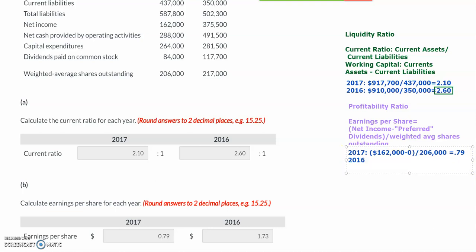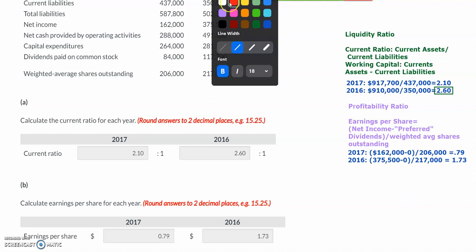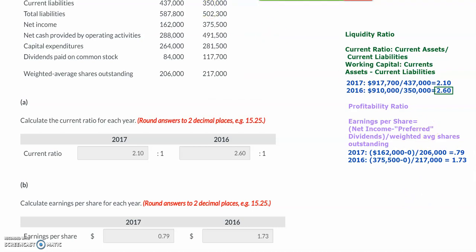For 2016, we have our net income, $375,500 minus 0. There's no preferred dividends. And we're going to divide that by the weighted average shares outstanding of 217,000, which will give us 1.73. So this tells us that the company had higher profitability or better profitability in the year 2016.